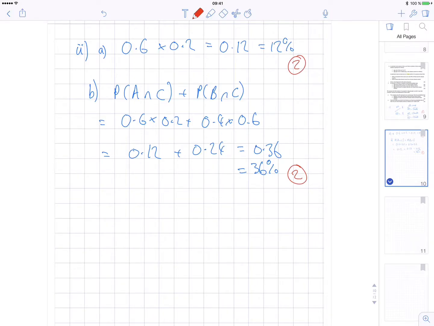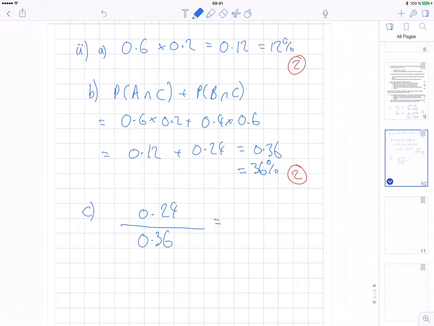And C, they have a size B car given that the car chosen had climate control. So we know that the car had to have climate control. So this is going to be over 0.36. So it's going to be 0.24 divided by 0.36.